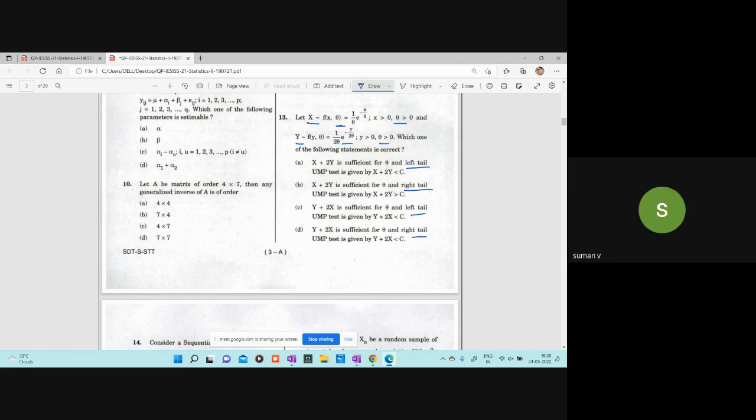But here they give two functions. Yes, obviously, because under each hypothesis there will be one functional form, and under the other there will be another functional form.